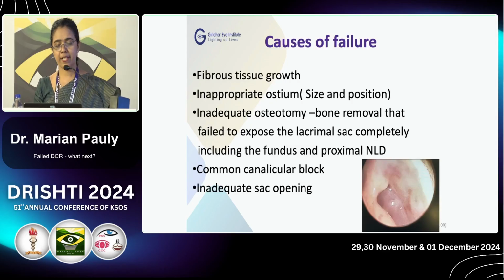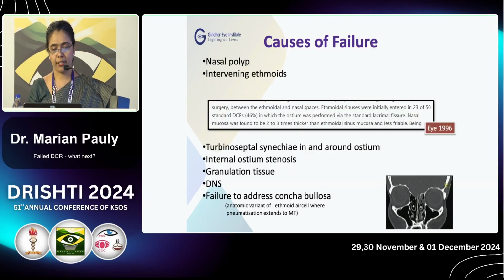The most common is fibrous tissue growth. Second is inappropriate ostium in terms of size as well as position. Then inadequate osteotomy. Sometimes the bone removal fails to expose the sac completely, including the fundus and the proximal NLD. So we have seen the DCR from Dr. Donna. Then associated common canalicular block and inadequate sac opening.